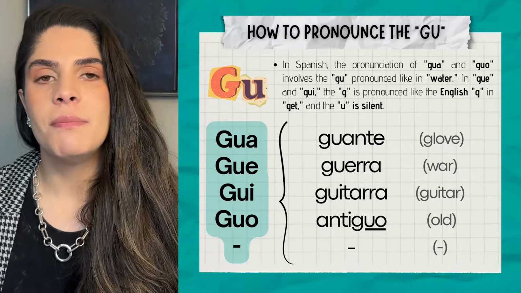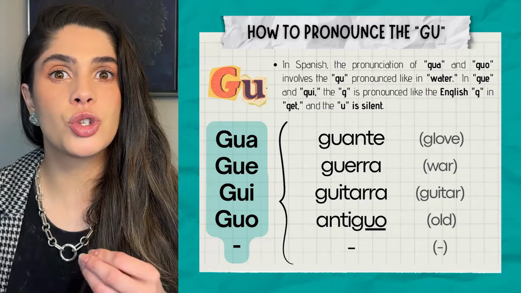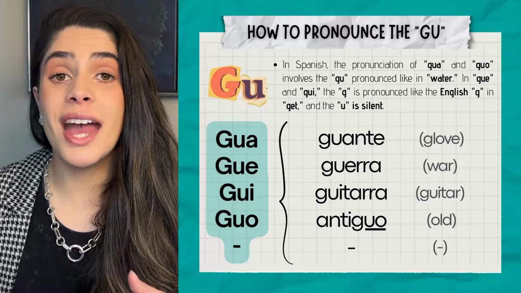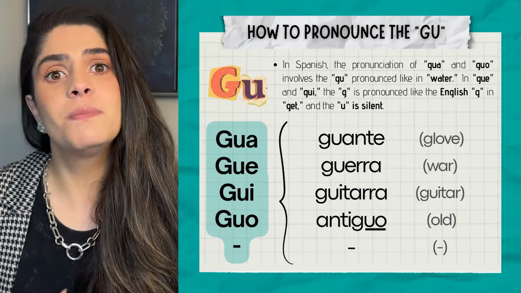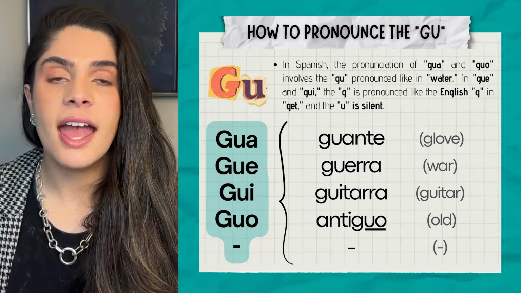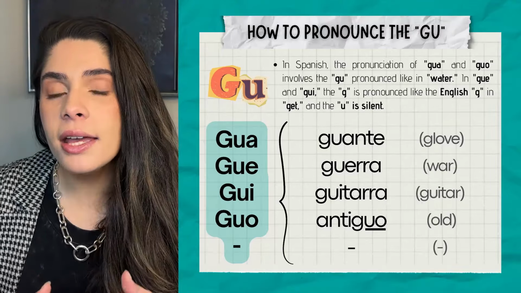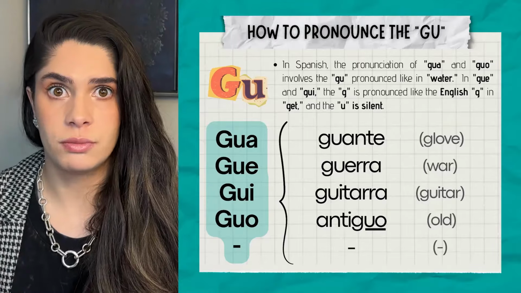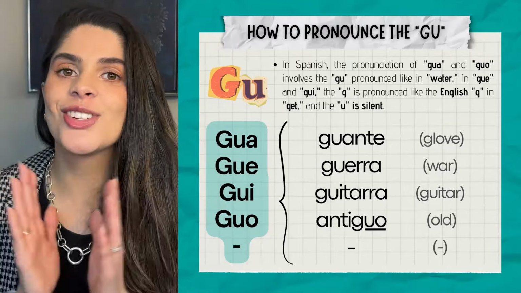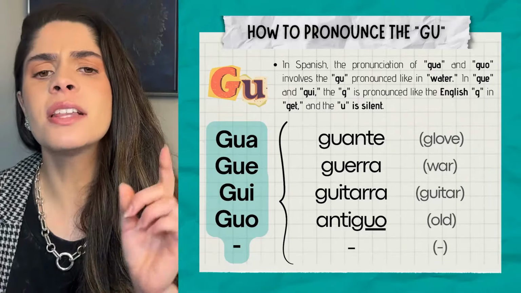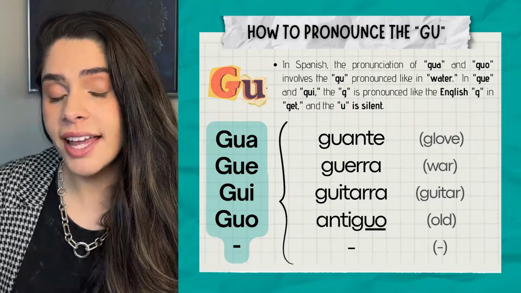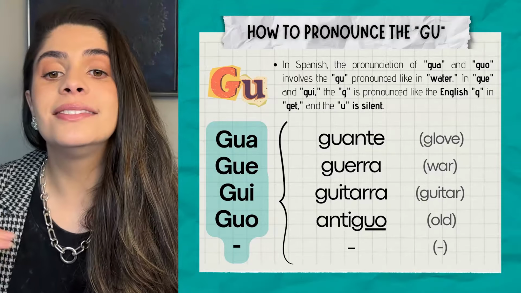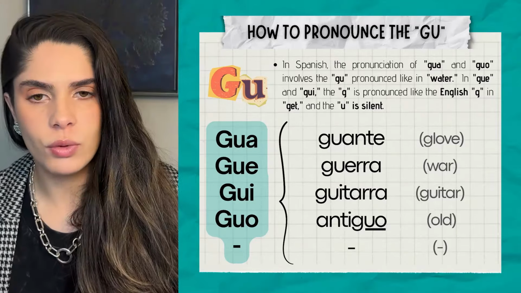I'm probably making some sounds a little stronger than natural, because I want you to get used to it, okay? Sometimes it's better when you force a little bit, and then by the time you start to pronounce better and more natural, okay? Then trust me and trust the process, okay? Let's repeat again. Wa, guante. Ge, guerra. Gi, guitarra. Guo, antiguo. Wo, antiguo, okay?